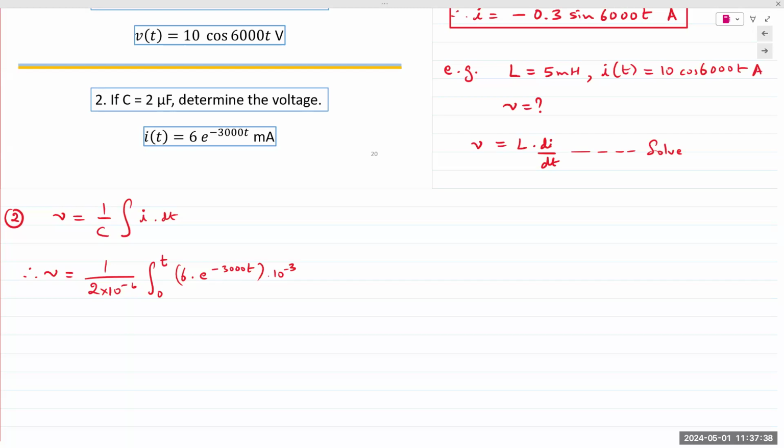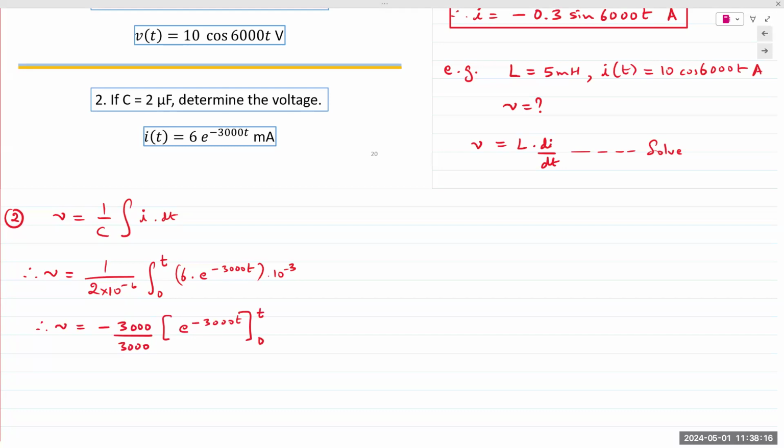So what do we have? We have 6 constant minus 3000. That comes outside. So minus 3000 over 2 raised to 10 raised to minus 6. 10 raised to minus 3 also comes outside. That gives us 3000 over 3000. And then the integral of minus 3000 t. The variable is also t and the limit is also t.